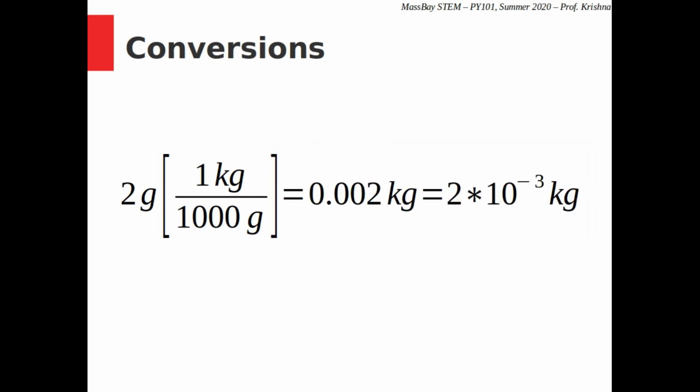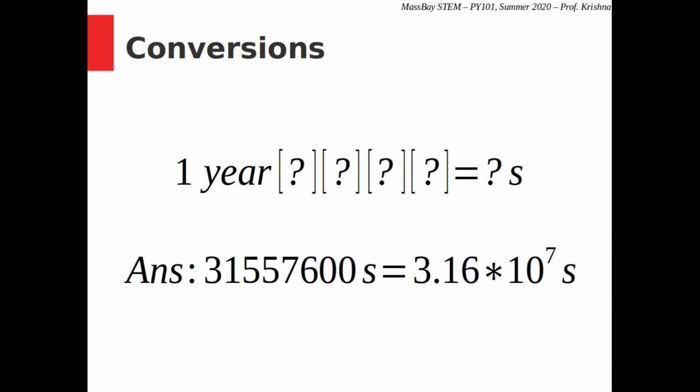Then multiply all the numbers on top and divide by all the numbers at bottom, just like any other sort of fraction. This yields a value in kilograms. 2 grams is the same thing as 0.002 kilograms, or 2 times 10 to the power of -3 kilograms. You might have seen this technique before. It is frequently used in chemistry. If this conversion made sense to you, use this technique to find out how many seconds there are in a year.